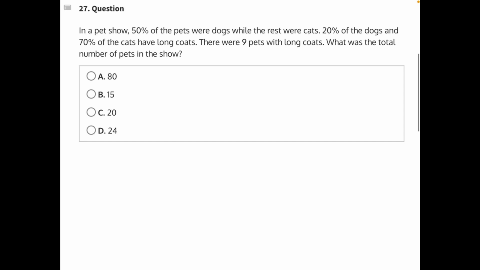At a pet show, 50% of the pets were dogs while the rest were cats. 20% of the dogs and 70% of the cats have long coats. There were 9 pets with long coats. What was the total number of pets in the show?